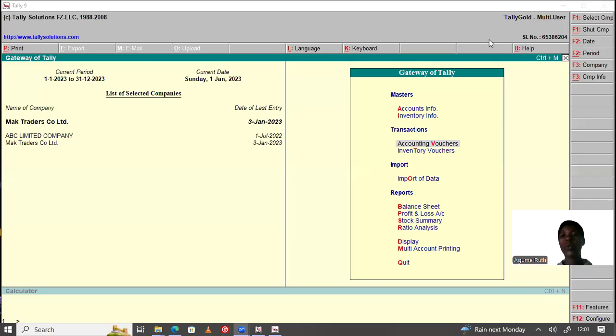So according to the question, I'm going to use Tally System software, and when I open, I'll go to the screen that displays the gateway of Tally. And before I start, my name is Ruth Agume, doing BSAF. And I first go to company info so that I can create my company before I start.